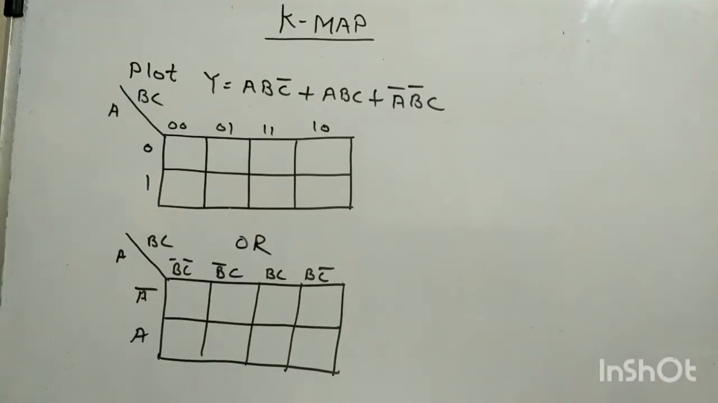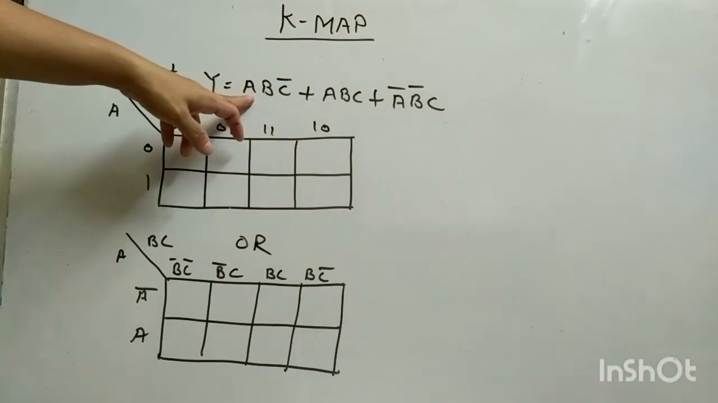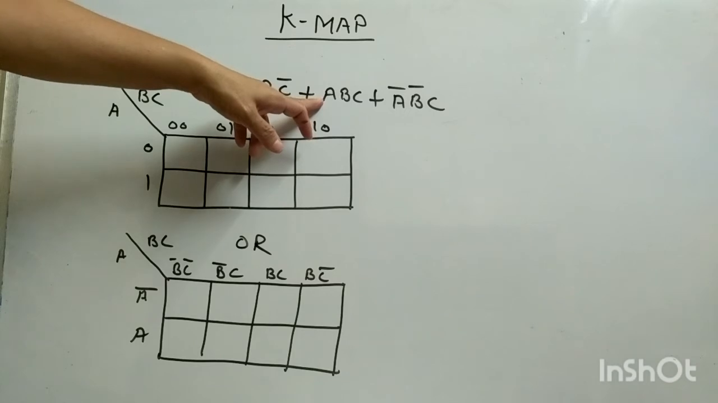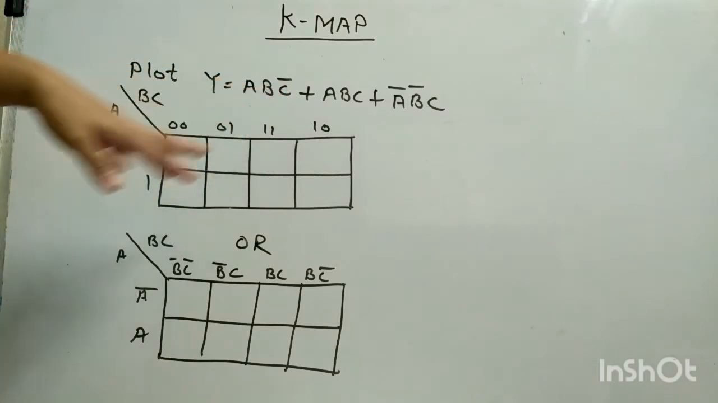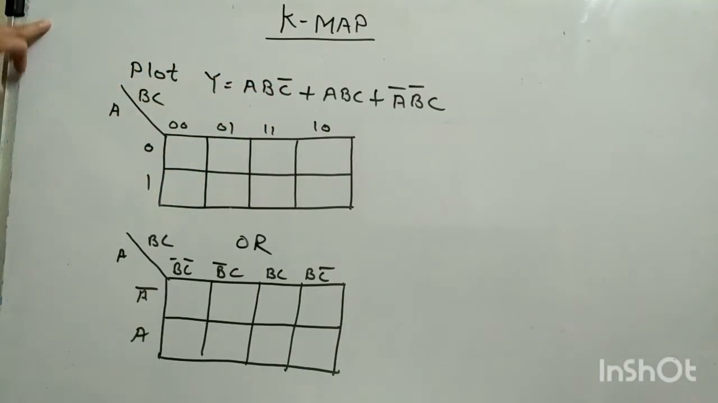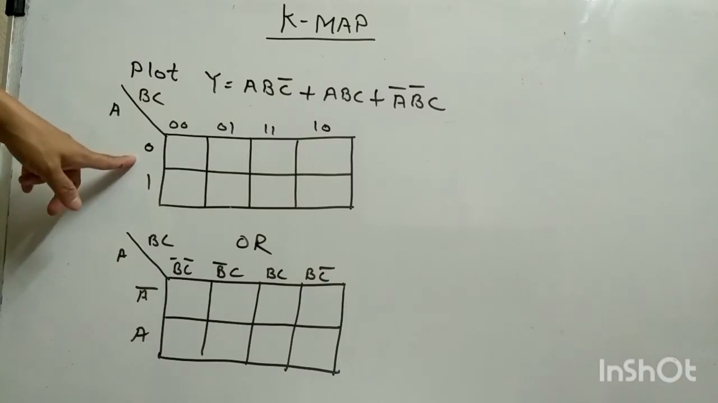Now I will show you one example of how to represent a standard SOP on a K map. So let us consider this example. Plot Y equals A B C bar plus A B C plus A bar B bar C on a K map. So basically there are three variables A, B, C, so we are going to plot it on a three variable K map. This is our three variable K map.